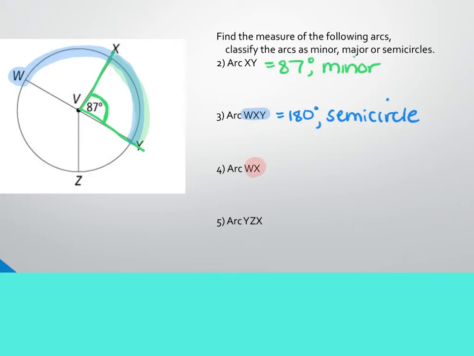Arc WX is here. So if this entire arc here is 180 degrees and this is 87, then to get this angle here, I would do 180 minus 87 and I get 93 degrees, which is a minor arc.